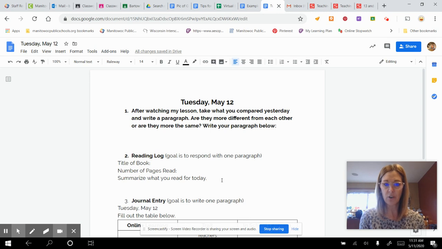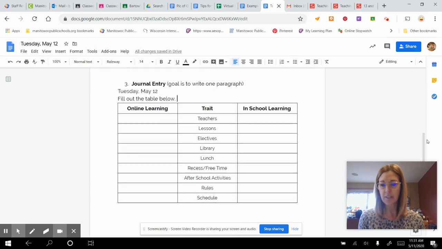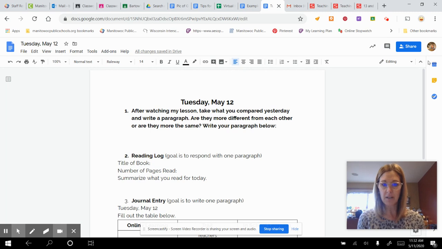Then you have your reading log. And then your journal entry today is really just filling in a chart for me. Online learning versus in-school learning. What can you tell me about each category or each trait? And then we'll do something with that tomorrow as a building block.